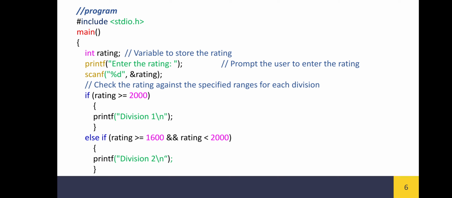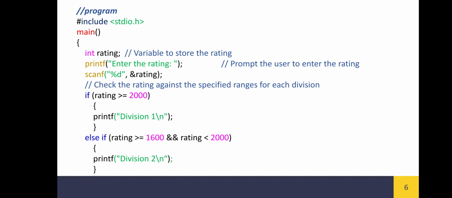Then we write int rating. We write int rating because we use a variable called rating, which is an integer. If it were a floating point, then we would have to write float rating. Then we have to enter the rating, scan that rating, and provide an address to the rating, so that we can extract it whenever we want.